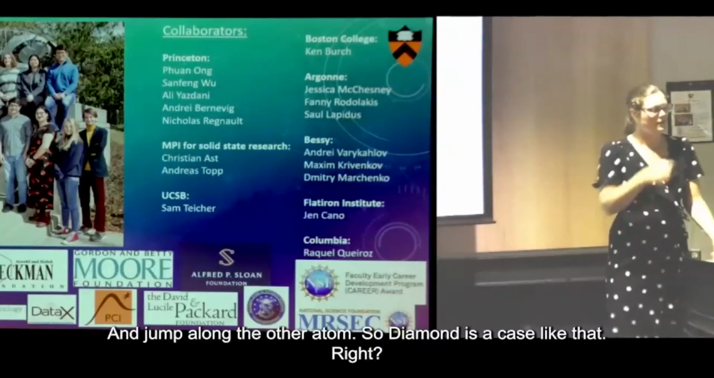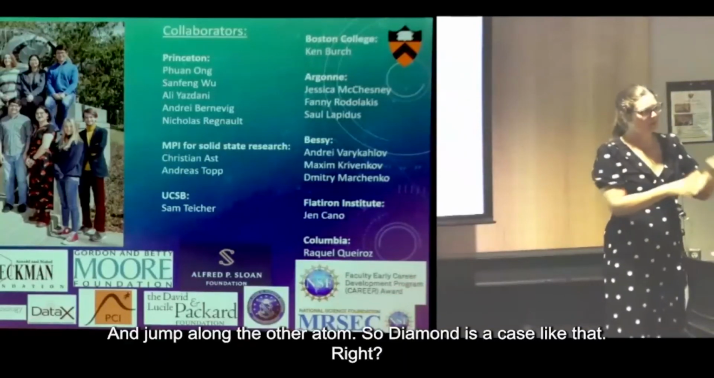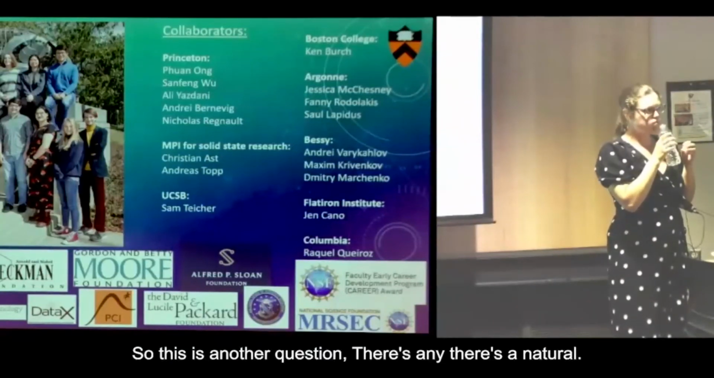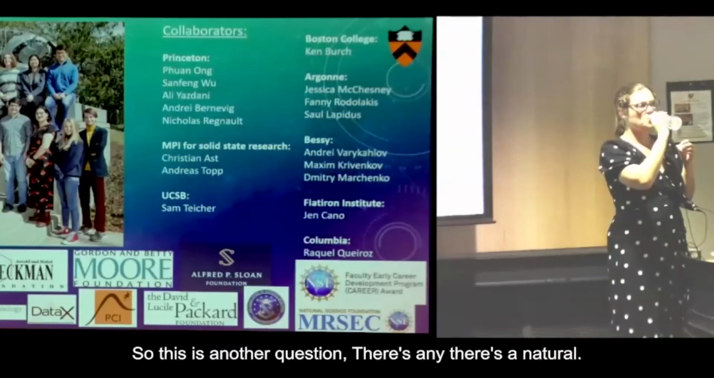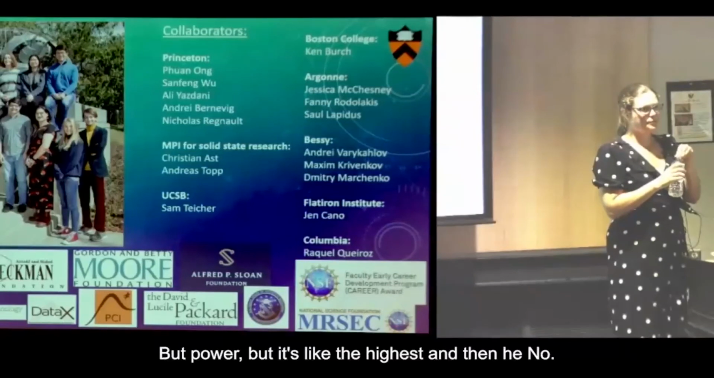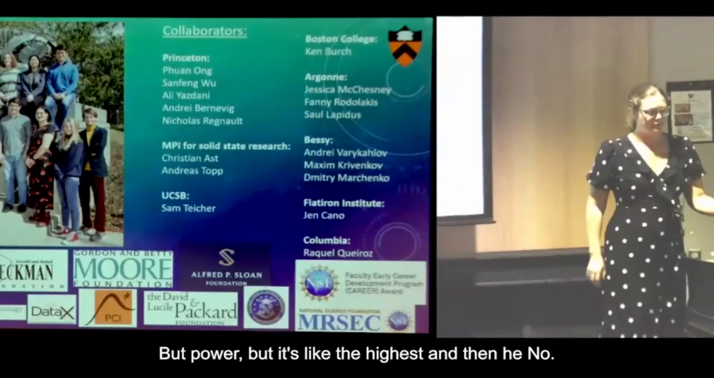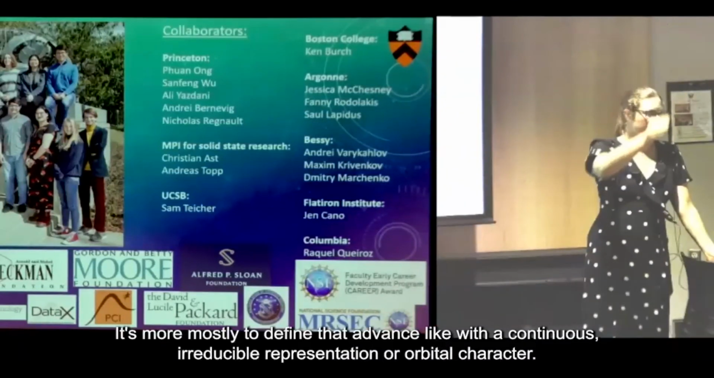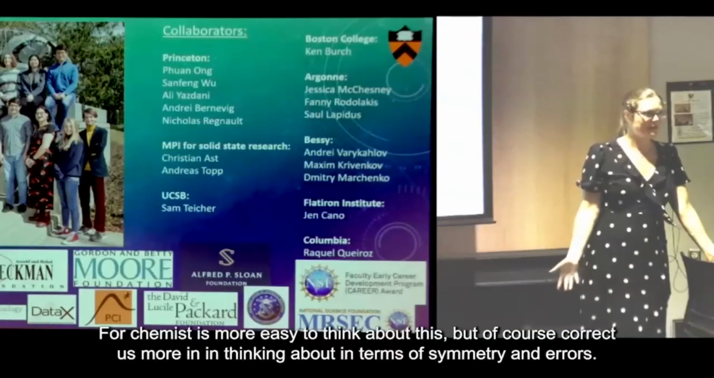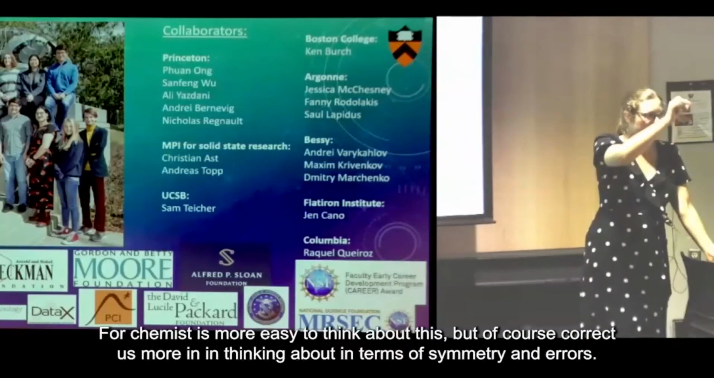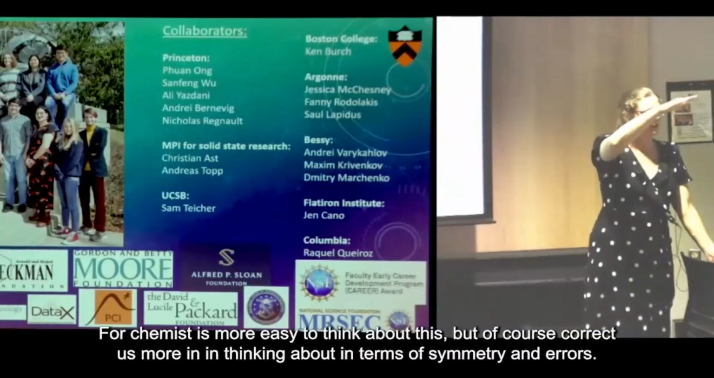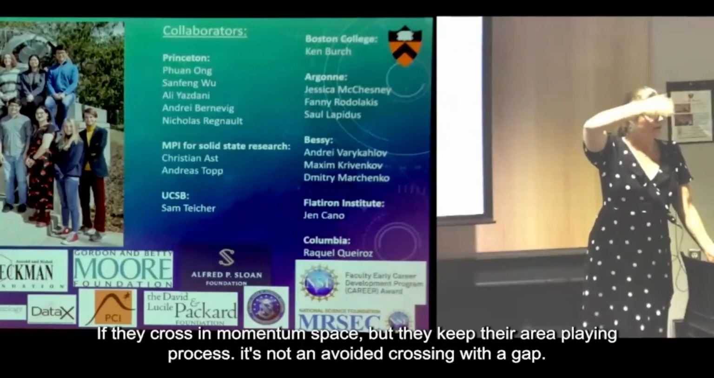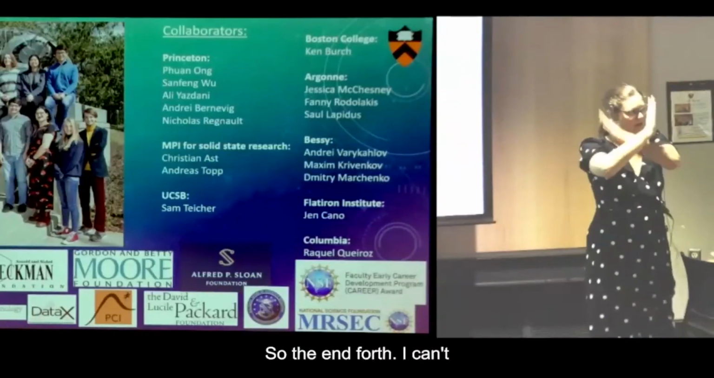Another question: you mentioned band inversion. I heard this term a lot. Does that imply there's a natural order of bands, like S would be the highest, then P, then D, and that any change of that order will be a band inversion? Is that how it's defined? No, it is mostly defined by the bands having a continuous irreducible representation or orbital character. For chemists it is easier to think about this, but of course the correct way is in terms of symmetry and irreps. If they cross in momentum space but keep their character, it's not an avoided crossing where they gap, but they invert their character.